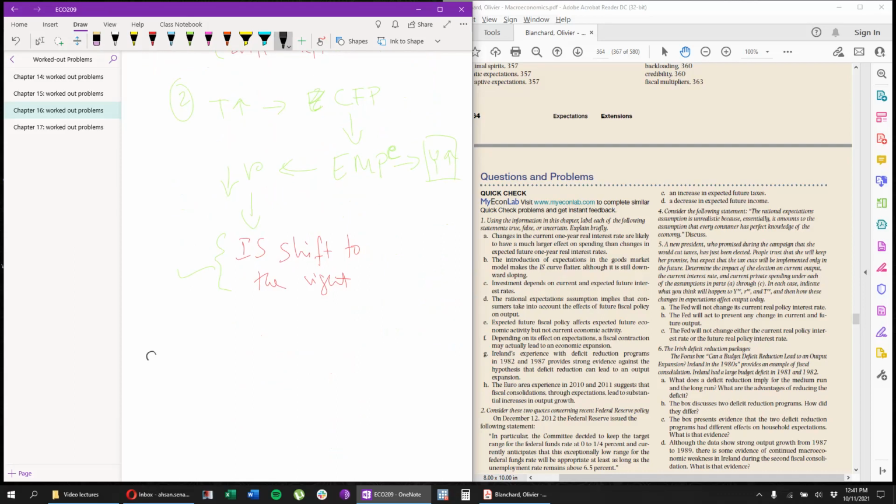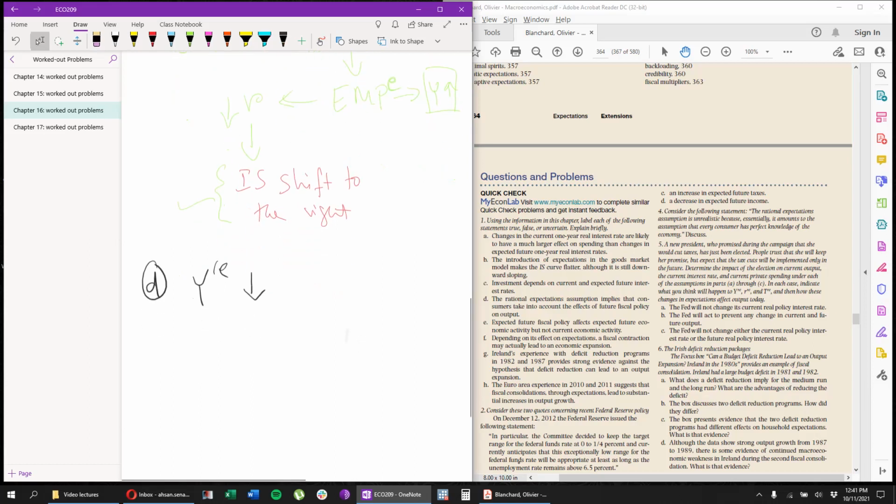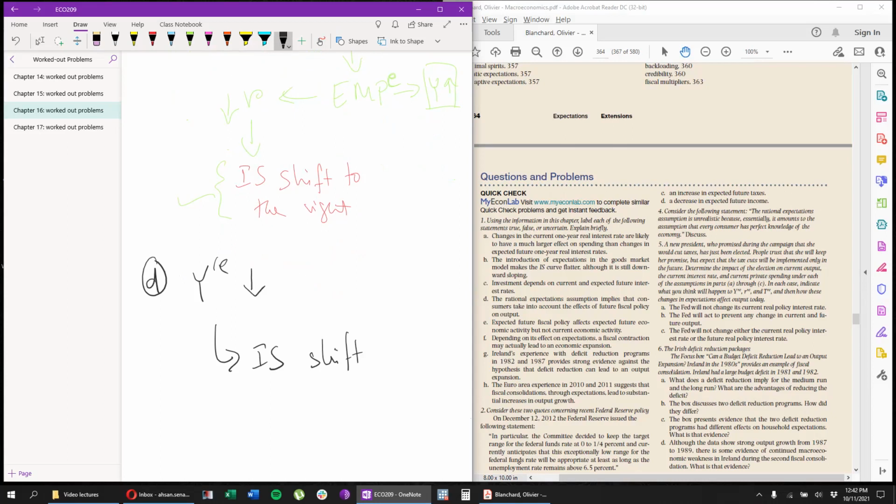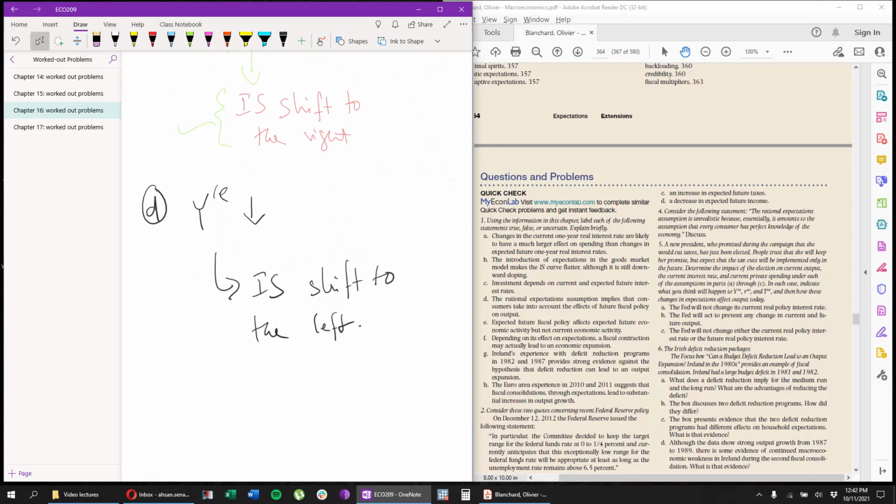Okay, and let's take a look at the final question, D. There's a decrease in expected future income. So expected future income is falling. As a result, what happens to the ice Ellen curve? I mean, this is fairly straightforward, right? This will not affect the Ellen curve, but ice will shift to the left. I'm not drawing the diagram, and it's easy enough to shift the ice to the left. So that was question number 2.